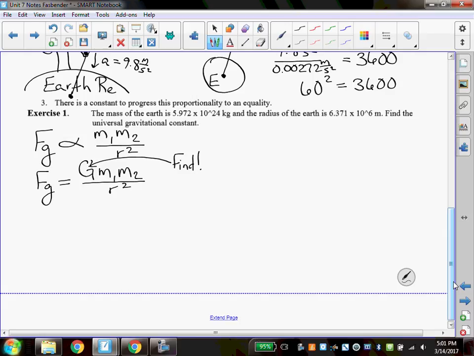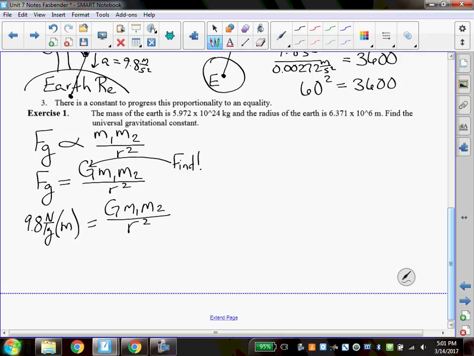In order to find this constant, we're going to have to think about the surface of the Earth. We know that on the surface of the Earth, our force of gravity is 9.8 newtons per kilogram times mass. So this 9.8 newtons per kilogram times mass must equal our constant times the mass of object 1 times the mass of object 2 divided by our r squared.